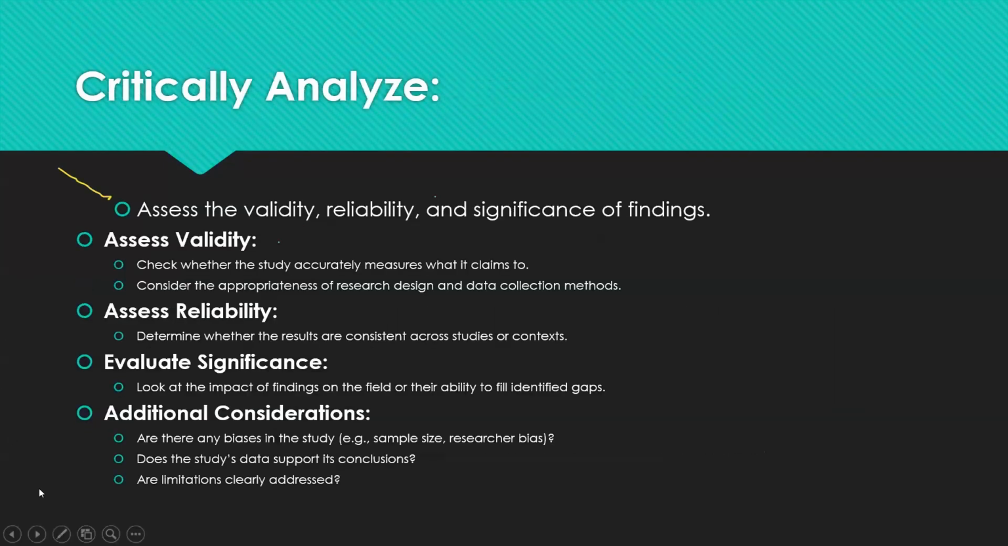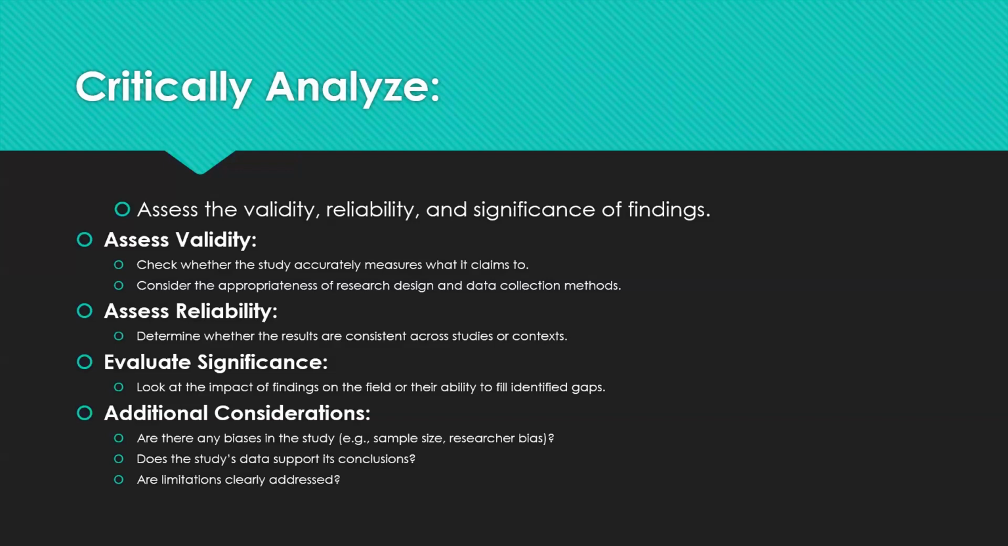The next one is critically analyzing. In that, you need to focus on these four important things. That is assessing the validity, right? Validity refers to whether the study is accurately done or not. It helps to measure whether your research design and data collection methods are appropriate according to your research question, and whether the correct tools and correct techniques have been used for the analysis part or not. That talks about validity.